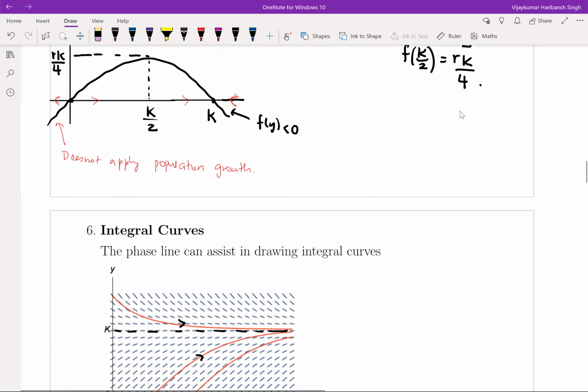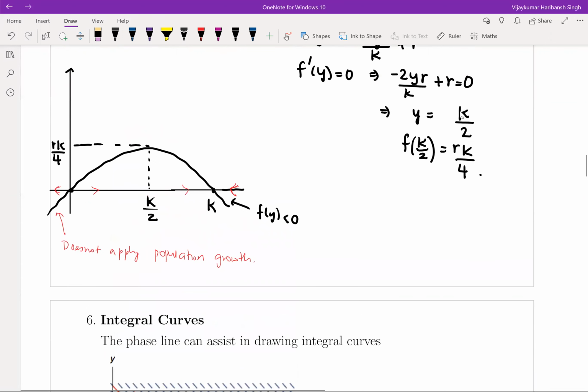And how can you see that from the phase lines? You can see that from here because both the arrow signs are pointing towards K. So this is what gives us a stable equilibrium. You'll get a stable equilibrium at any point K if you have solutions pointing in both directions.